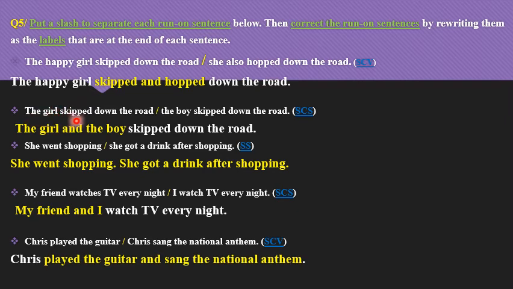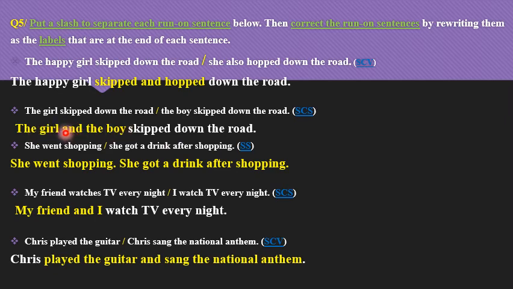Next one. The girl skipped down the road. The boy skipped down the road. Here I'm going to change it to a simple sentence with a compound subject. So I have to put the two subjects together, the boy and the girl, okay? So I'm going to say the boy and the girl, two subjects together, skipped down the road. You see here? If it's asking for a compound verb, I have to put two verbs together. If it's asking for a compound subject, two subjects together.